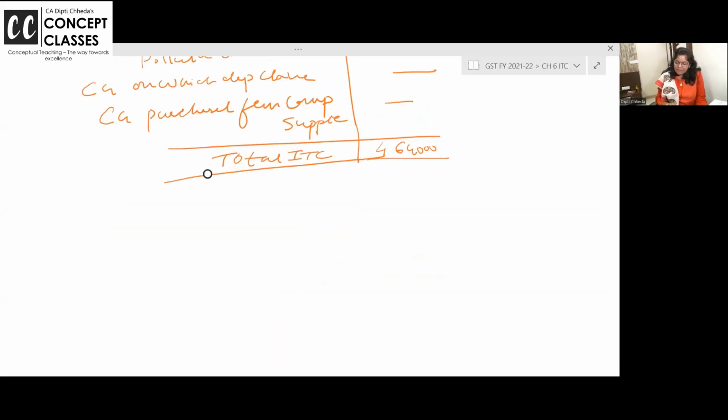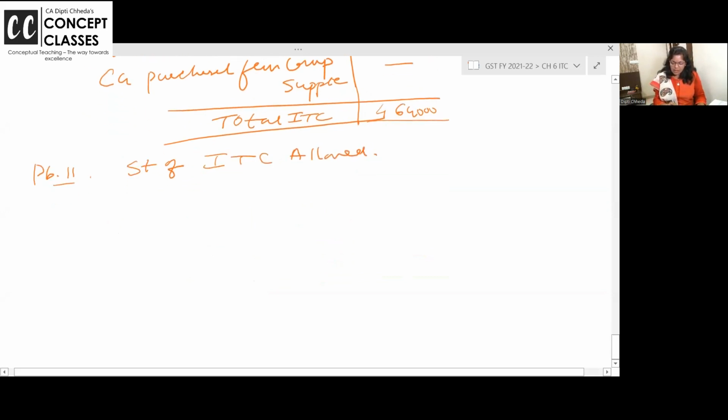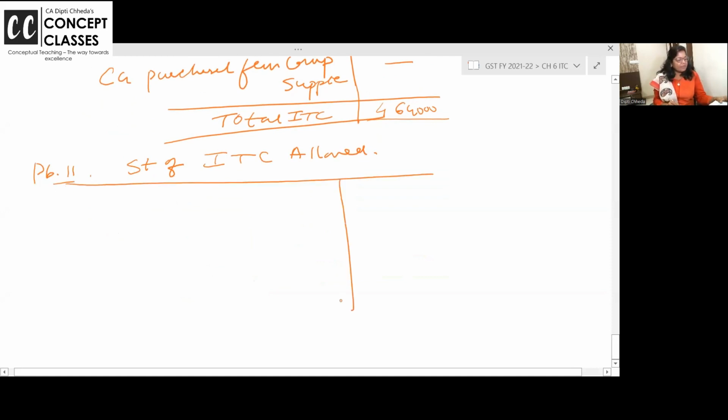So 11th question, let us do it in the notebook. One more very quickly. Saath mein karna hai, ek likhna hai aapko. 11th question in your notebook. Statement of ITC allowed. Kitna ITC aap allow karein? First, goods are purchased for captive consumption. Matlab you are buying the goods for using it within the factory. 9,000 allowed.